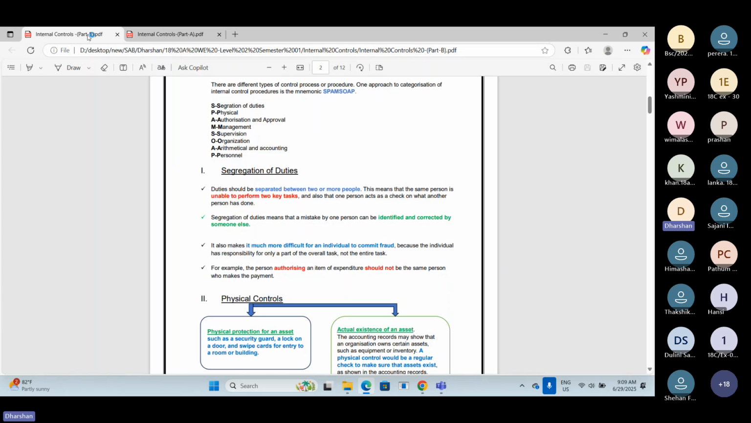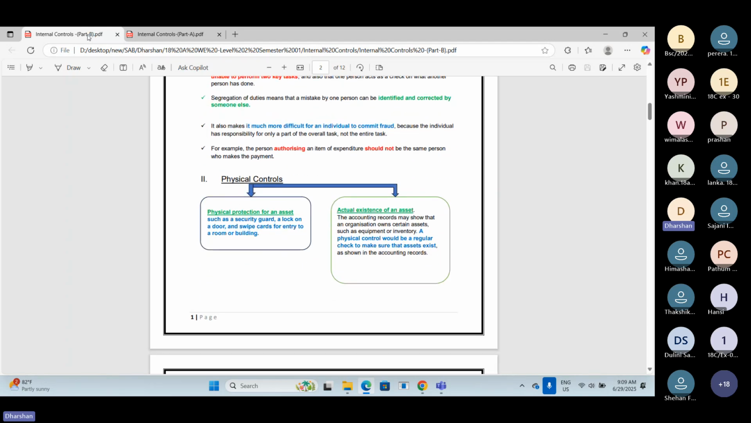No, control is there, but that control is not effective, efficient control. So in order to make the control effective and efficient, segregation of duties plays a vital role in the internal control process. So segregation of duty is the most important control activity. Next, control activity we discuss is the physical control.